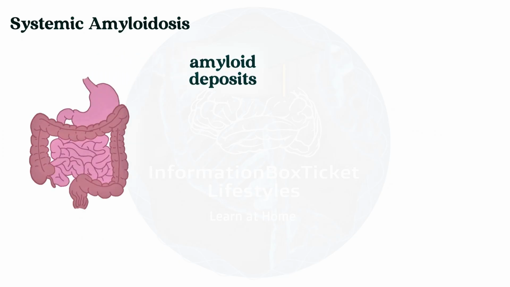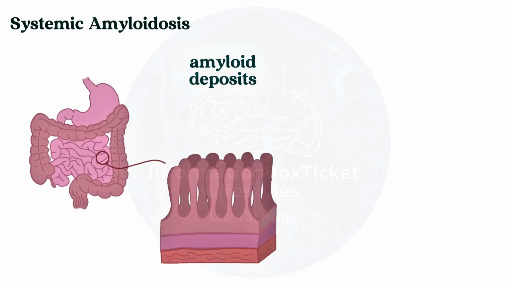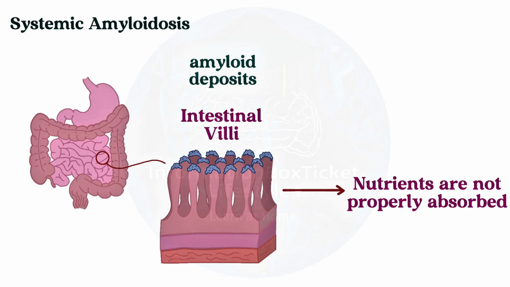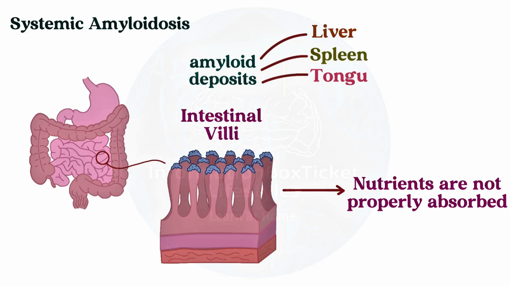In the intestines, amyloid deposits can injure the tips of the intestinal villi, which are small finger-like projections that increase the surface area for nutrient absorption. When these villi are damaged, nutrients are not properly absorbed and instead pass into the stool. Amyloid deposits can also accumulate in the liver, spleen, or tongue, causing these organs to become enlarged.